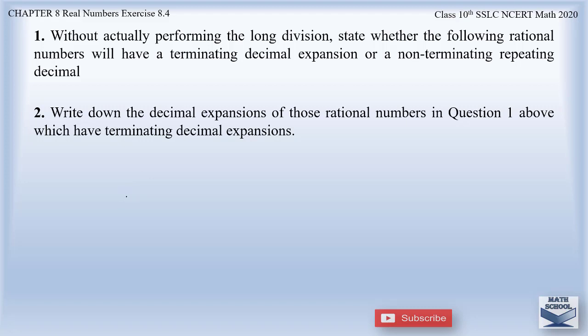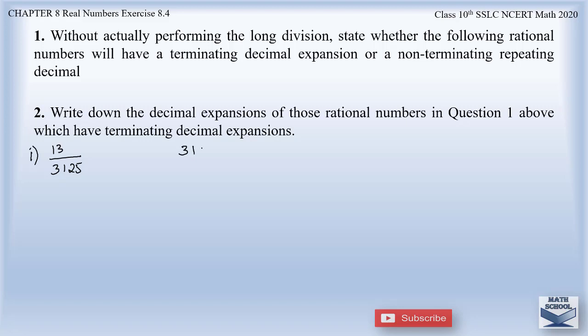So let us solve the first problem, that is question number 1, 13 divided by 3125. This is the given rational number. First of all, we have to check whether this number has a terminating or a non-terminating decimal expansion. If it is a terminating decimal expansion, then we have to write down the decimal expansion for this rational number. So first, let us check whether this number is a terminating decimal expansion or a non-terminating repeating decimal expansion. For that, we first factorize the denominator by the prime factorization method.